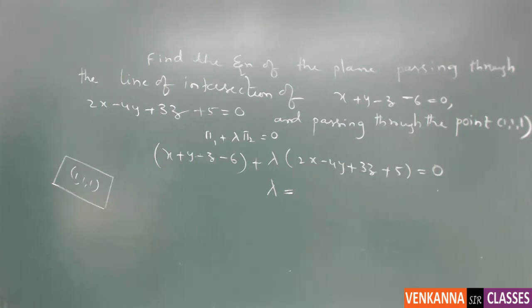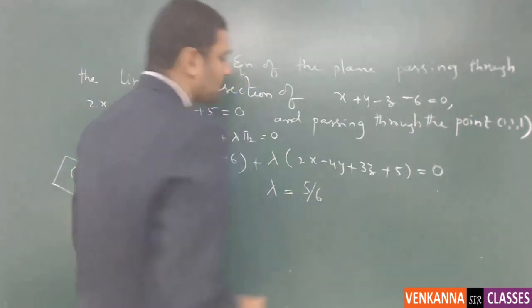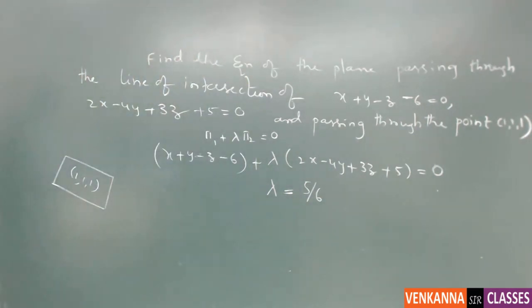So is it 5 by 6? Please check everyone. So lambda will be 5 by 6 if you substitute 1, 1, 1 there.